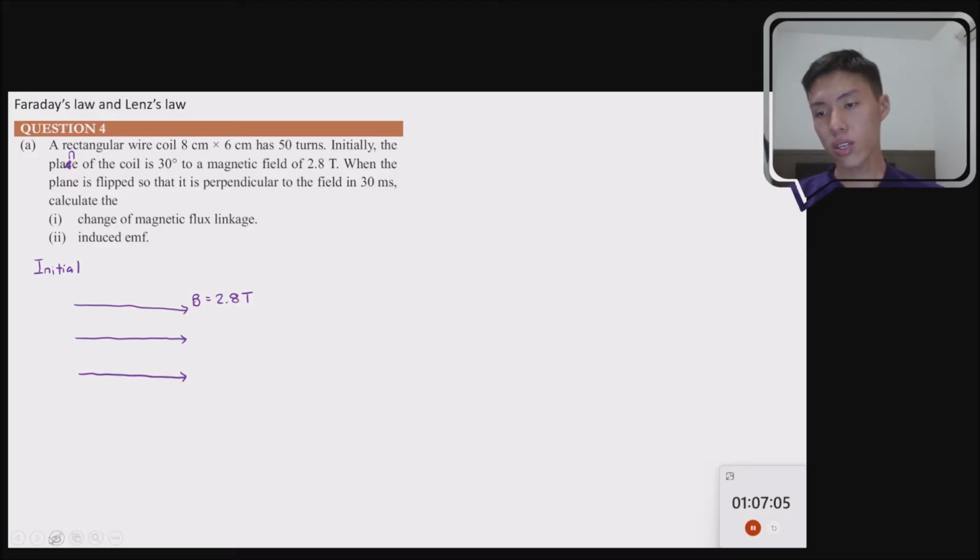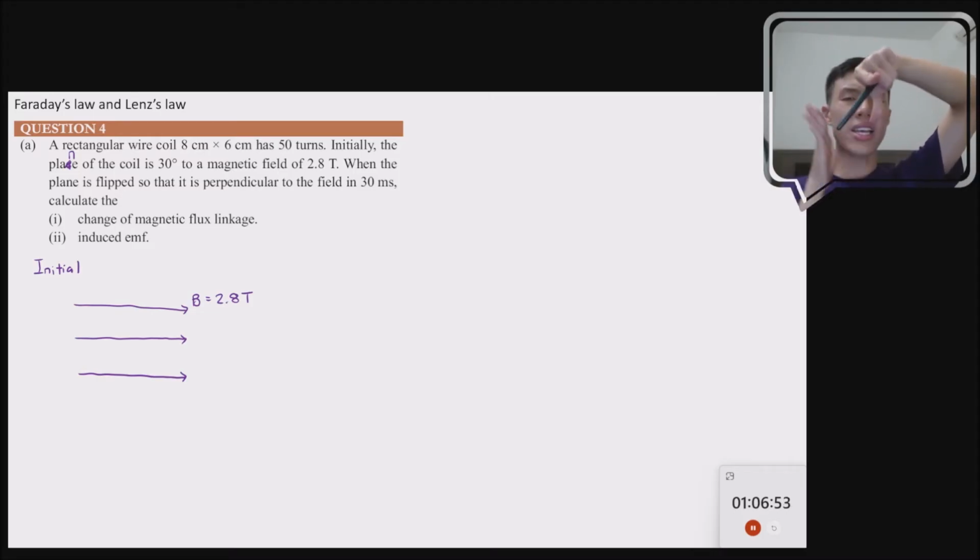So your coil here is going to get represented by a line. So if you think of a coil, a rectangular coil, right? Let's say this is a rectangular coil, but you're viewing it from this angle. So what you're seeing is only the plane of the coil. This is the coil. Look at it from the side of it. You're only seeing one line, right? So that line here represents the plane of the coil. So they say that the plane of the coil is 30 degrees to the magnetic field.